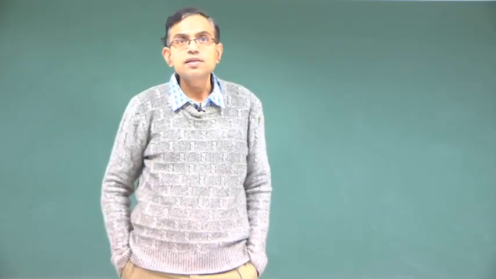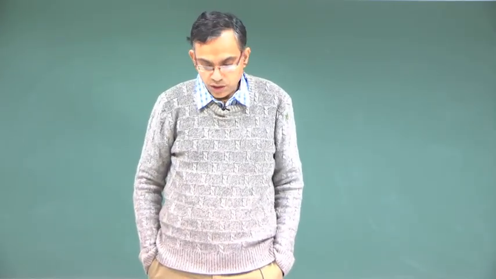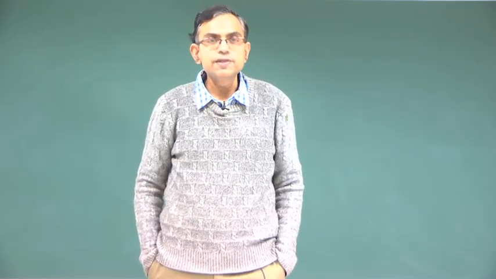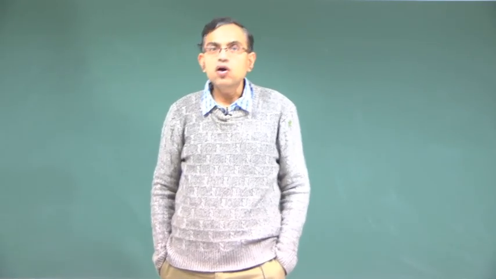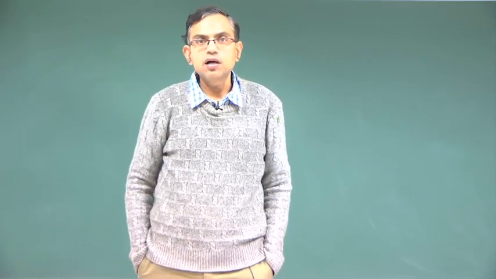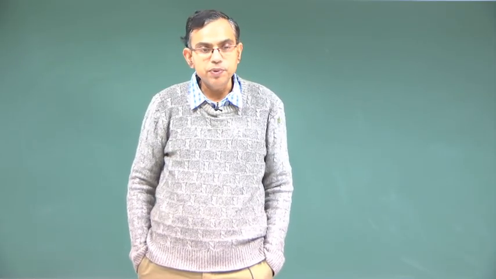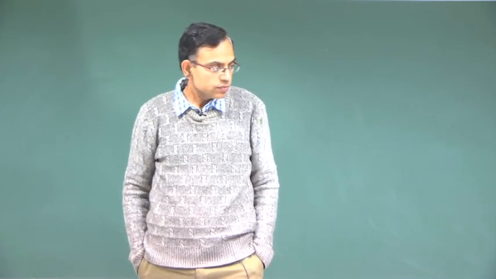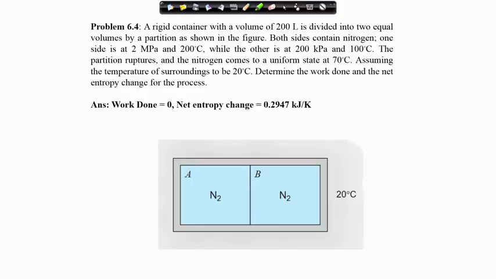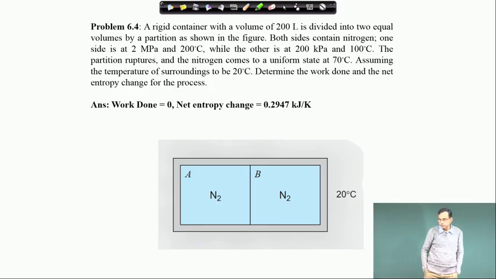In our previous lecture, we solved a few problems on the second law of thermodynamics quantified in terms of entropy and entropy generation for a control mass system. So, we will continue with the problem solving. The next problem is problem 6.4.